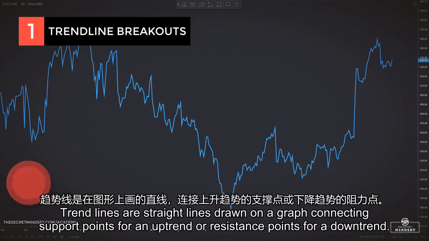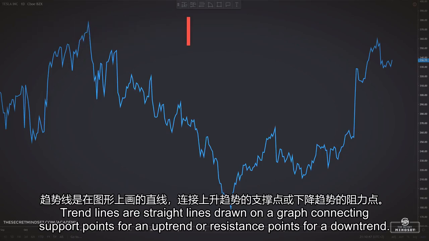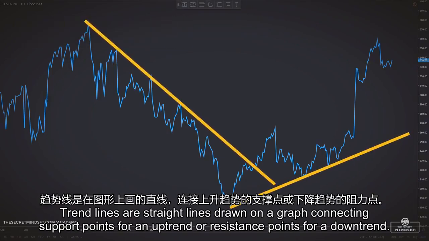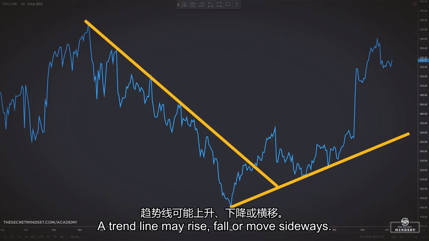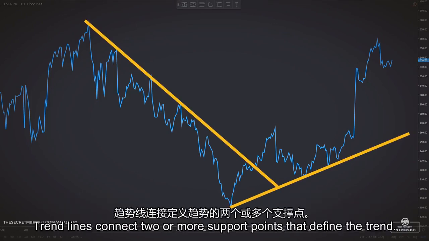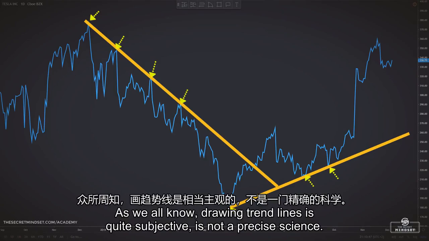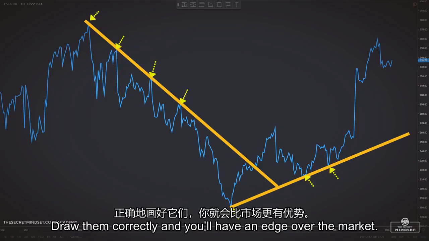Trend lines are straight lines drawn on a graph connecting support points for an uptrend and resistance points for a downtrend. A trend line may rise, fall, or move sideways. Trend lines connect two or more support points that define the trend. As we all know, drawing trend lines is quite subjective, it's not a precise science. Draw them correctly and you'll have an edge over the market.